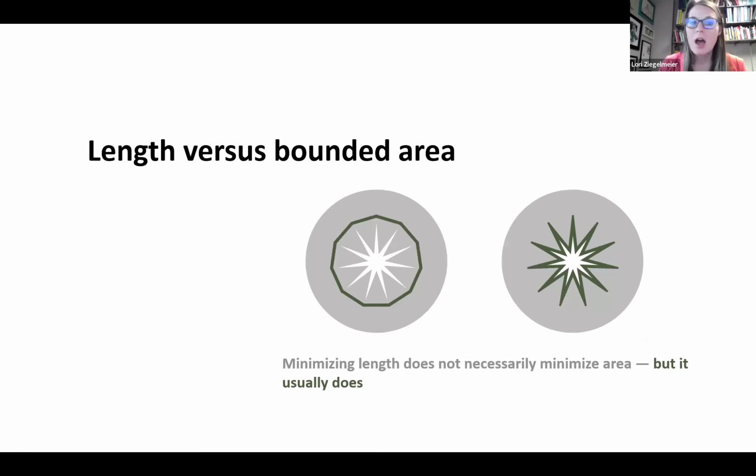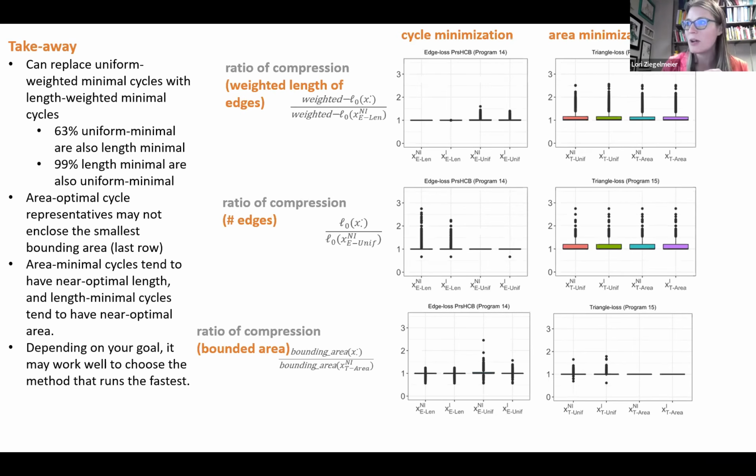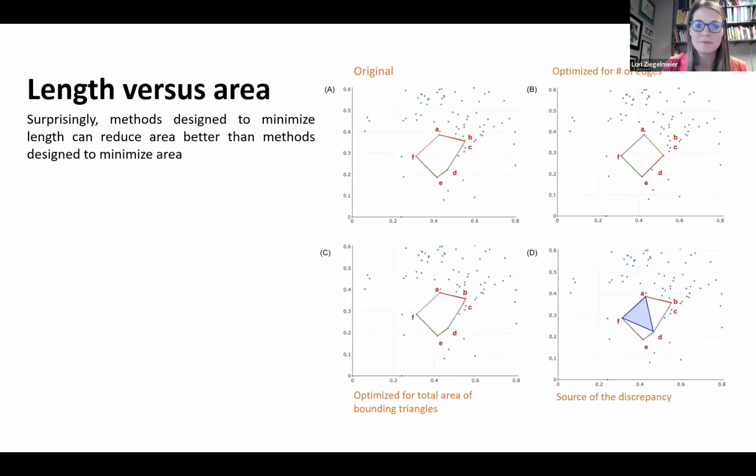Okay. I think I will skip this. It turns out that minimizing length does not necessarily minimize area, but sometimes it does. And minimizing area, you can actually have a larger cycle than when you minimize by length. It's a little complicated. I'd be happy to talk more about it in the questions if people have any questions about this. And here's a little example.